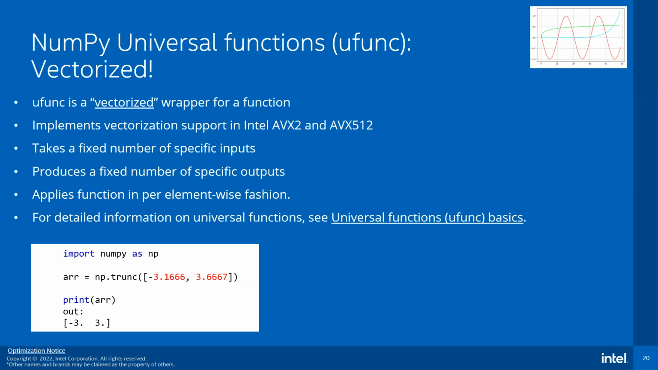Like in this case, the NumPy trunc command. It is just going to truncate those digits, and so we get -3 and 3. Now if we were doing this on 1 billion elements, it would be very, very fast compared to doing this in a Python loop. I'm going to show you some examples, but this is what a ufunc is typically: that list of things, with a specific set of inputs, a specific set of outputs, and it applies element-wise.